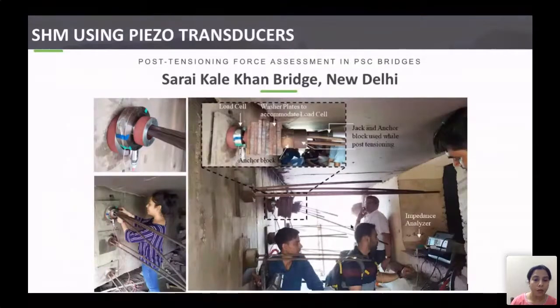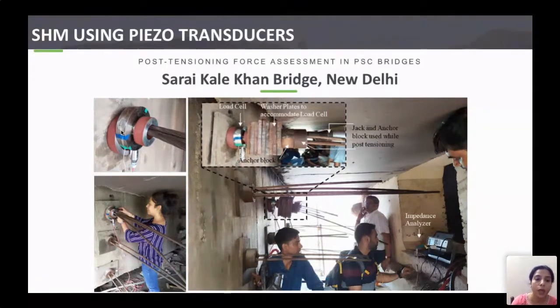So next was the post-tensioning force assessment in the PSC bridges. In this experiment, we attached the piezoelectric patches on a conventional load cell. So this is a load cell. Remember, I showed you its picture in the conventional sensors. This is a commercial load cell which is very expensive. So we attached piezoelectric patches on this load cell, and we calibrated the piezoelectric patch to give us the load value.